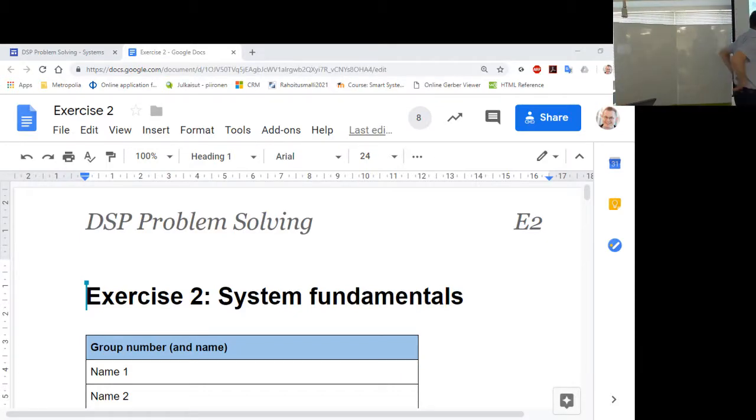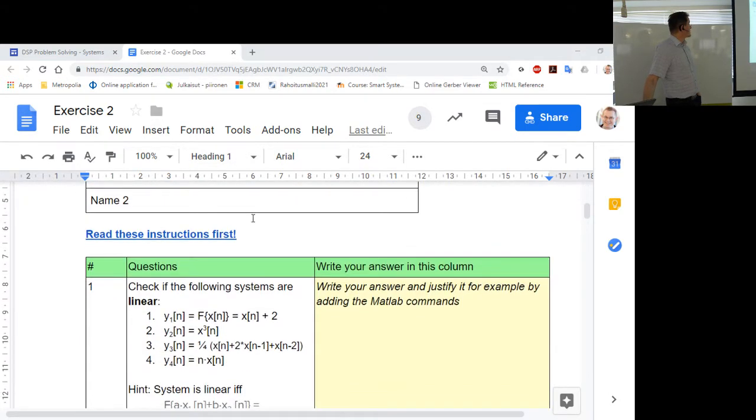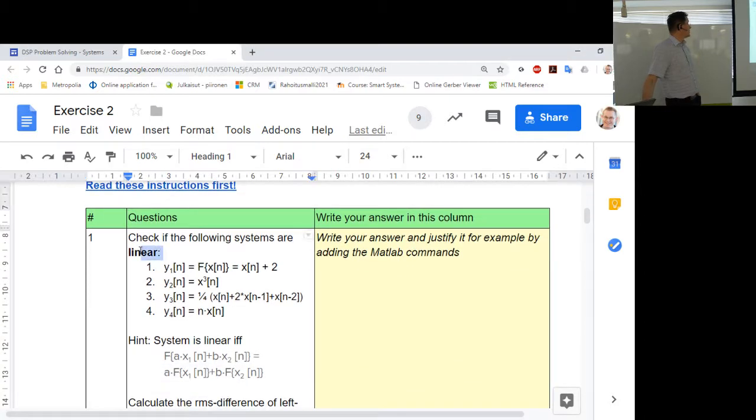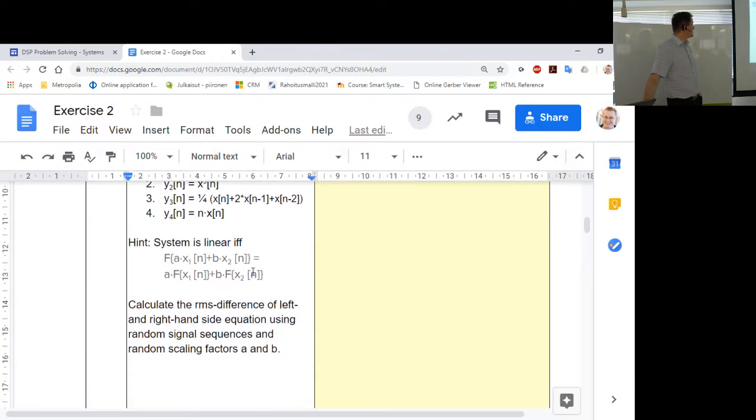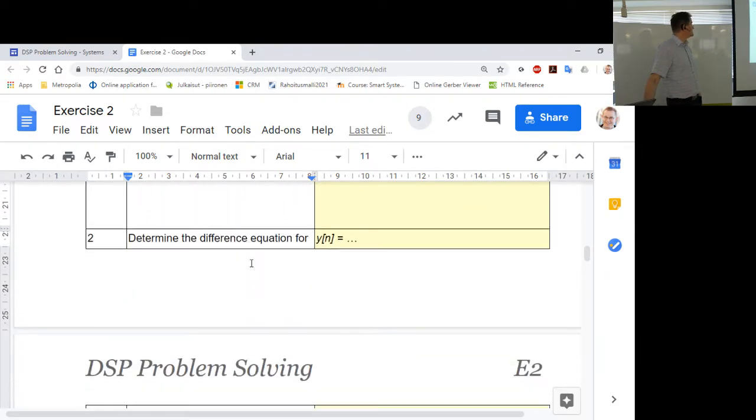Okay, so the exercise topic, system fundamentals, meaning how to find out if a system is linear, how to test linearity for any system.